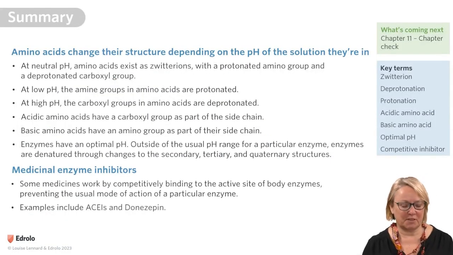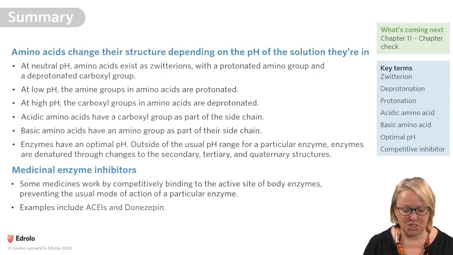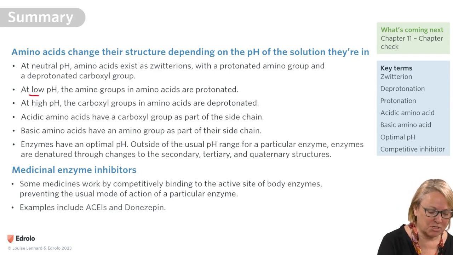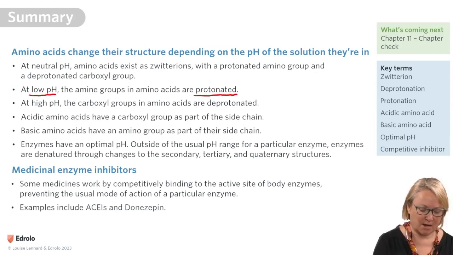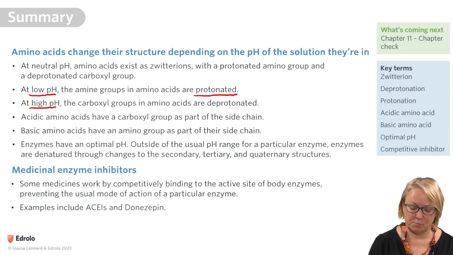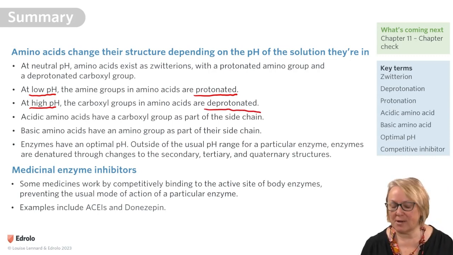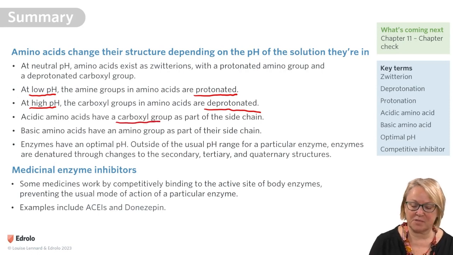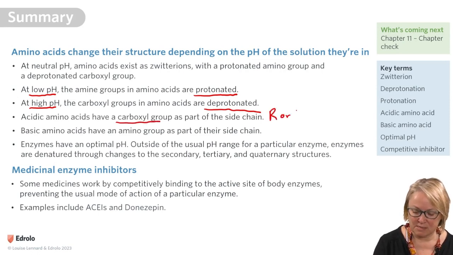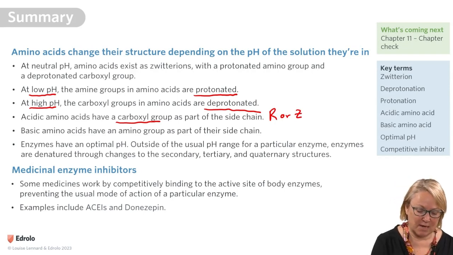Okay, let's summarise what we've learned. Amino acids change their structure depending on the pH of the solution that they're in. At neutral pH, amino acids exist as zwitterions, with a protonated amino group and a deprotonated carboxyl group, and that overall have no charge. At low pH, the amine groups are protonated. At high pH, the carboxyl groups are deprotonated. Acidic amino acids have a carboxyl group as part of the side chain, the R or the Z group. Basic amino acids have an amino group as part of their side chain, an R or a Z.